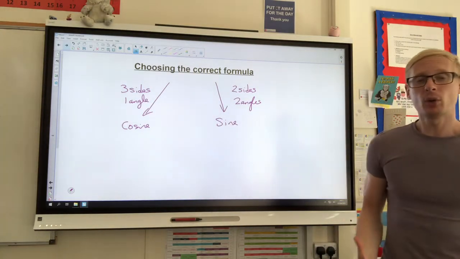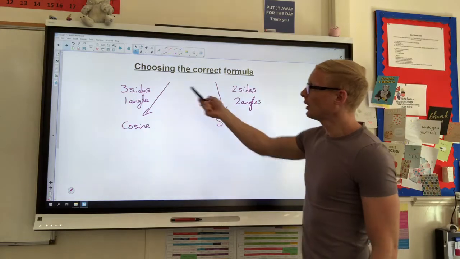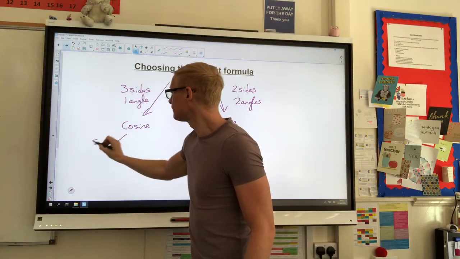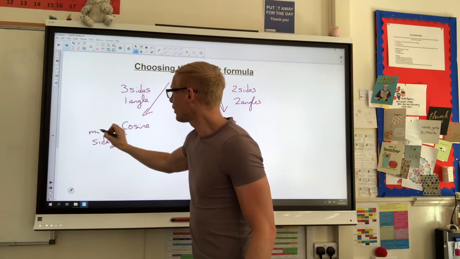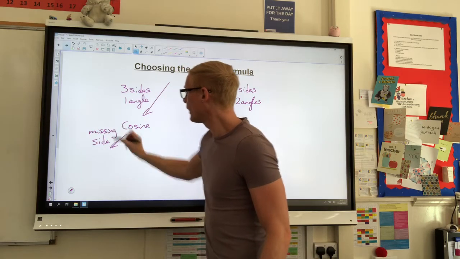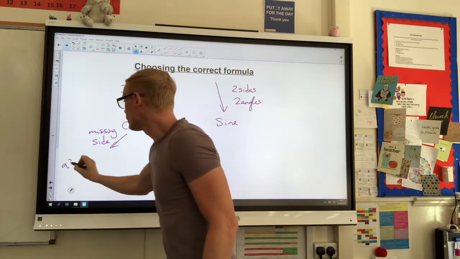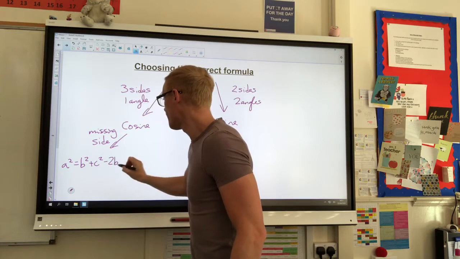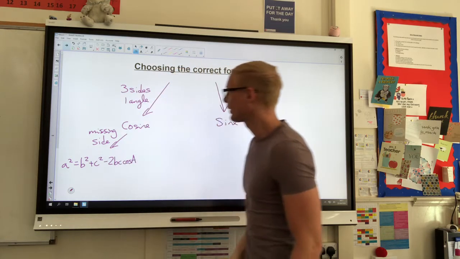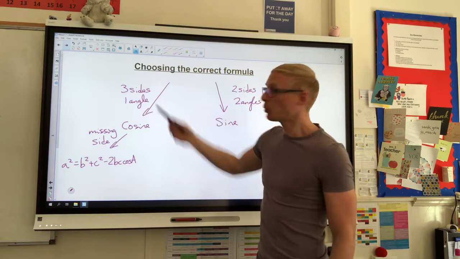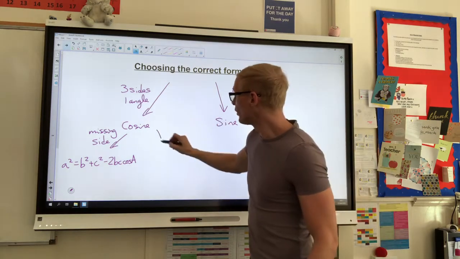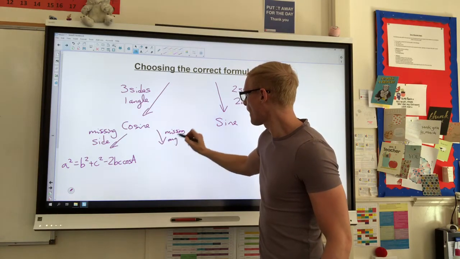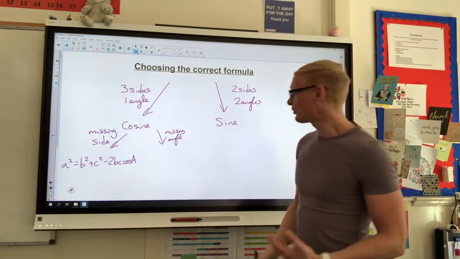Now from there, it depends what the question is actually asking you for. So if the question is connecting together 3 sides, 1 angle, and it's asking you to find a side, so you've got a missing side here, then you know that you need to use the original formula for the cosine rule. If the question is telling you 3 sides, 1 angle is what's connected together, but they want you to find a missing angle, then that's where you need to use the rearranged formula.